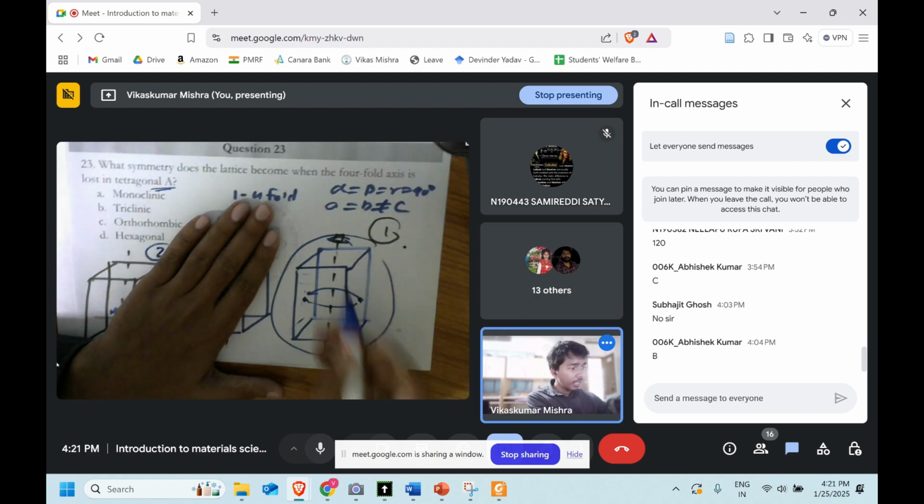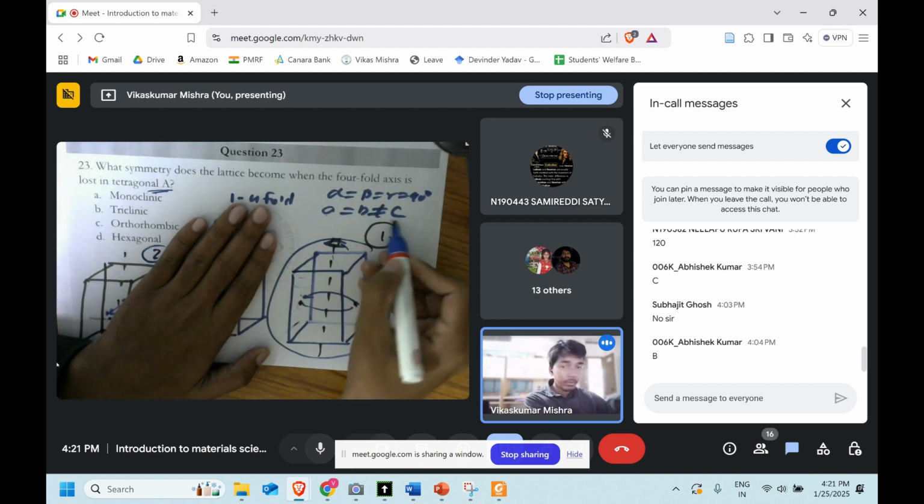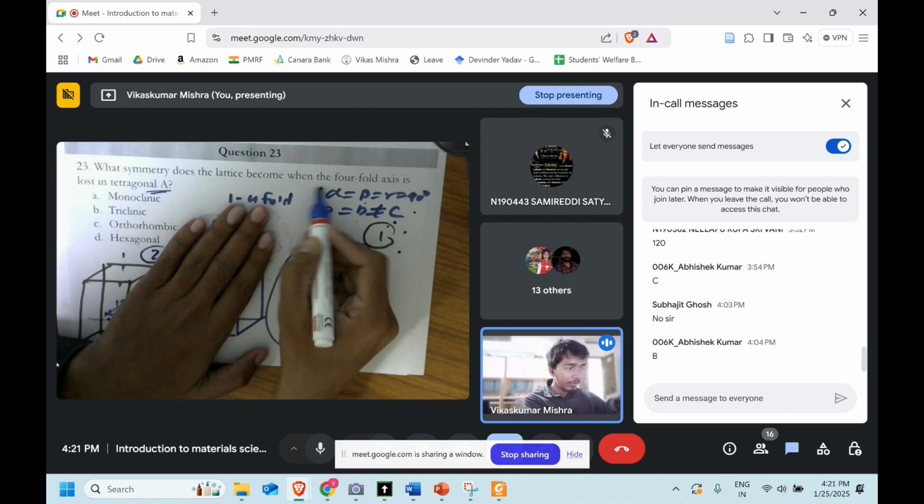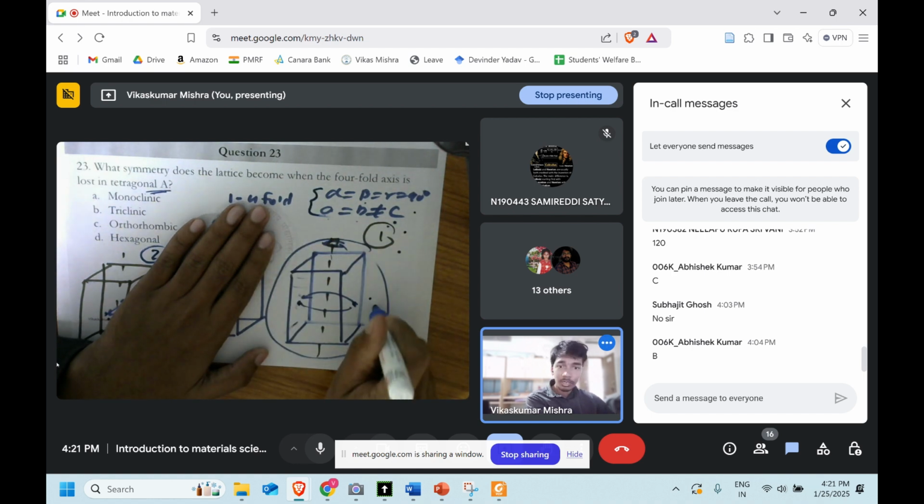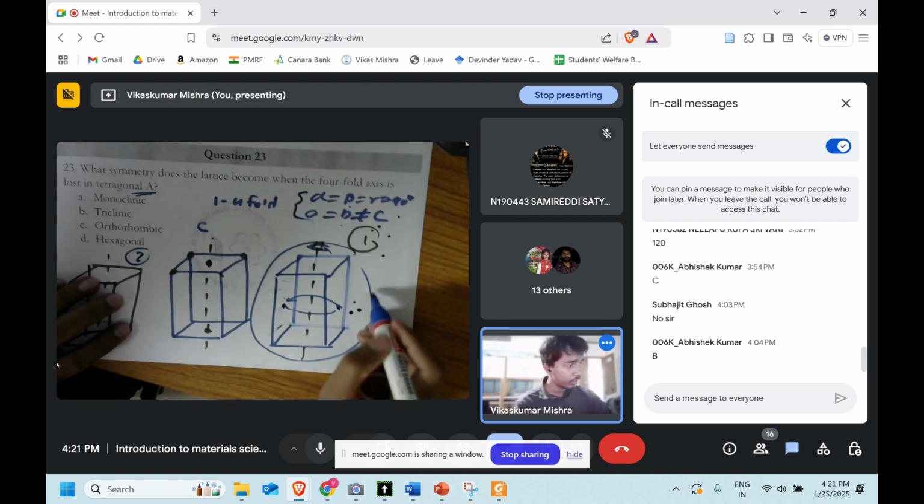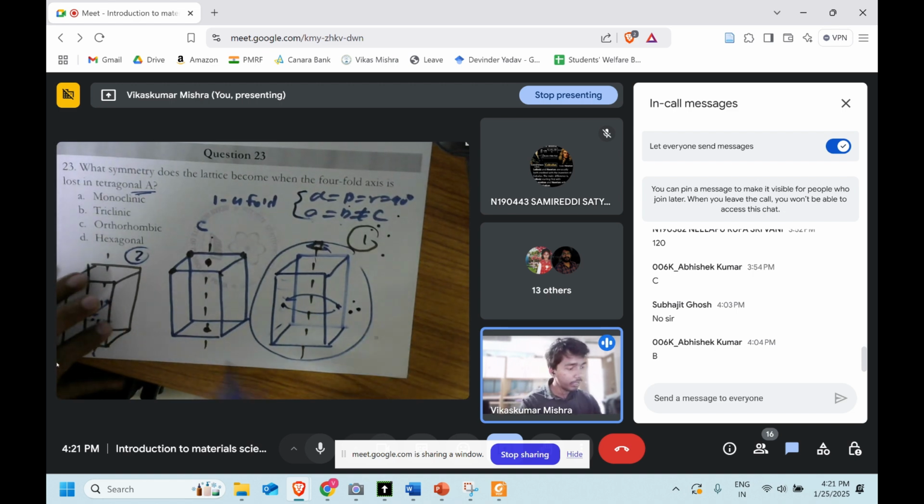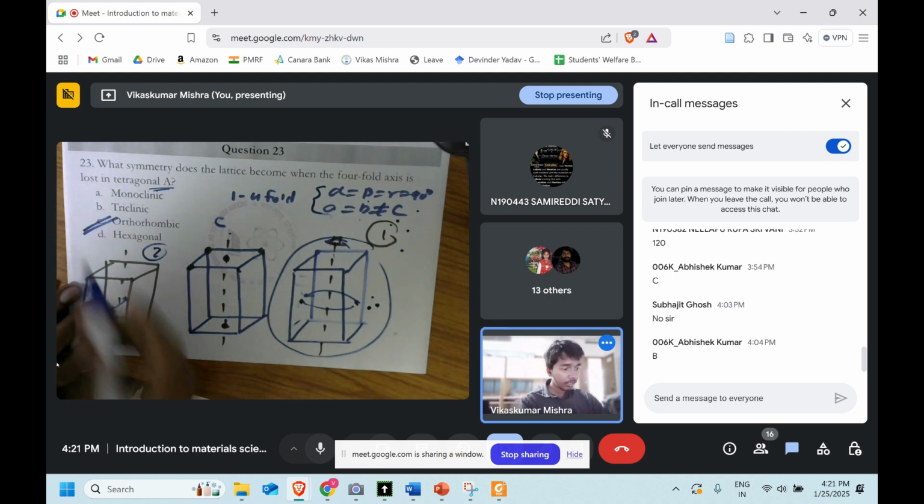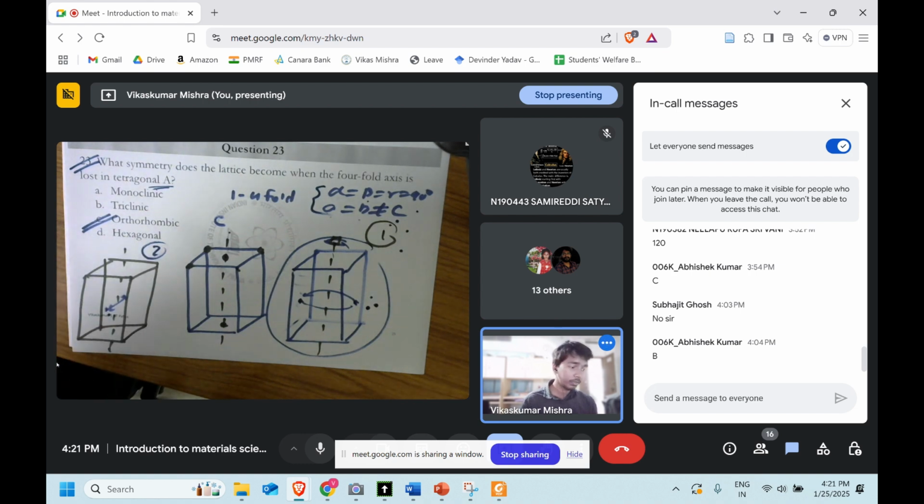And that's why, even though a equals b not equal to c and alpha equals beta equals gamma equals 90 degrees is satisfied, this is not a tetragonal, this is the orthorhombic, and this is what the symmetry is telling. So we can say that it is satisfying the symmetry of the orthorhombic. And with that, we have solved this question.